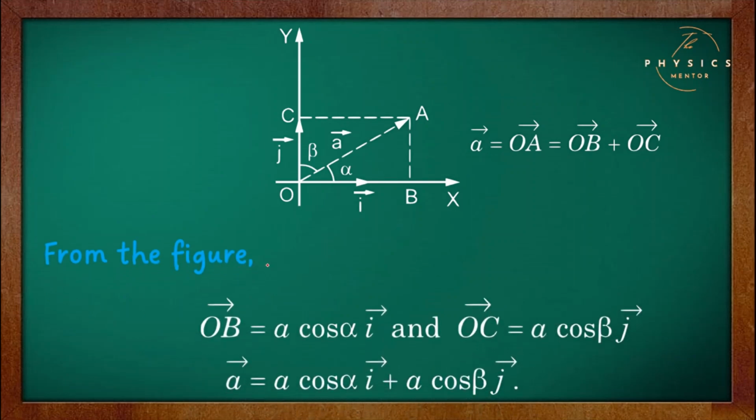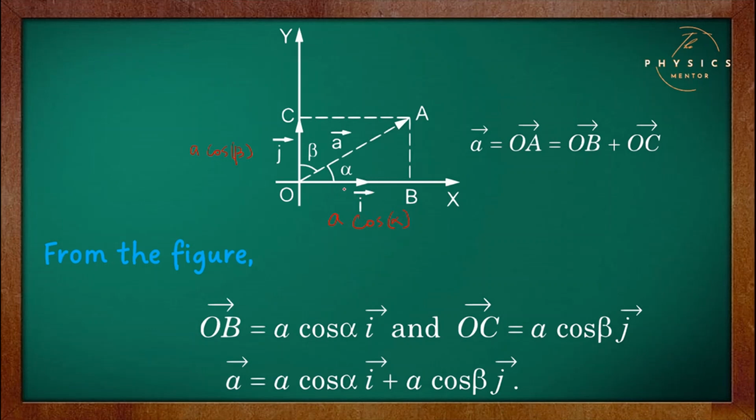From the figure, one can easily find out the expression for vector OB and the expression for vector OC. By considering the right angle triangle OBA, OB becomes A cos alpha, and by considering the right angle triangle OCA, the magnitude of vector OC becomes A cos beta.